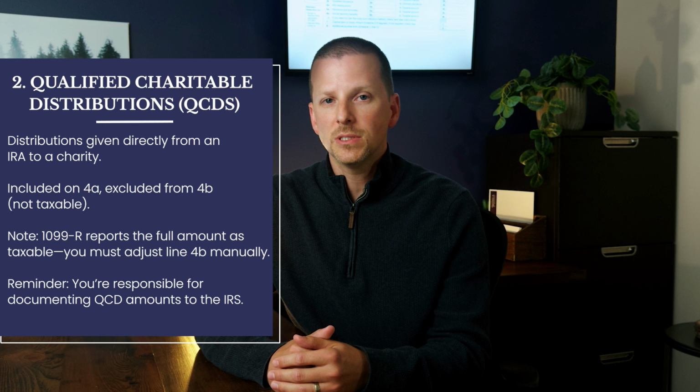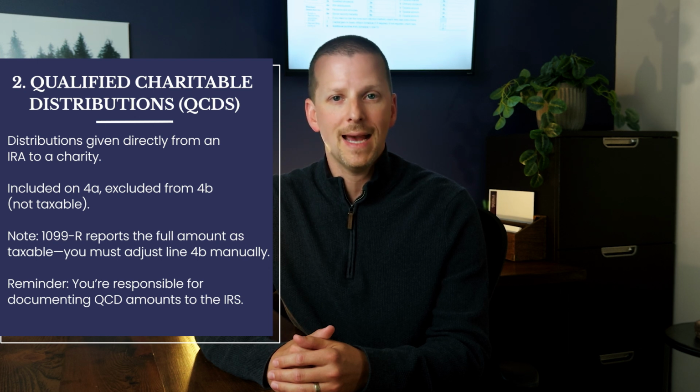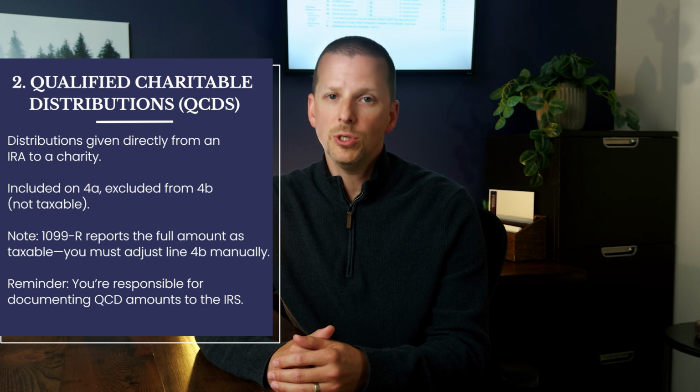Remember that financial institutions do not track the amount you give to charity, so the 1099-R form will show the full distribution amount as a taxable withdrawal. It is up to you to tell the IRS what amount of that withdrawal went to charity throughout the year. You do this by subtracting the amount given to charity on line 4B. Now, we created a separate video focused on qualified charitable distributions, which I will link in the description below.